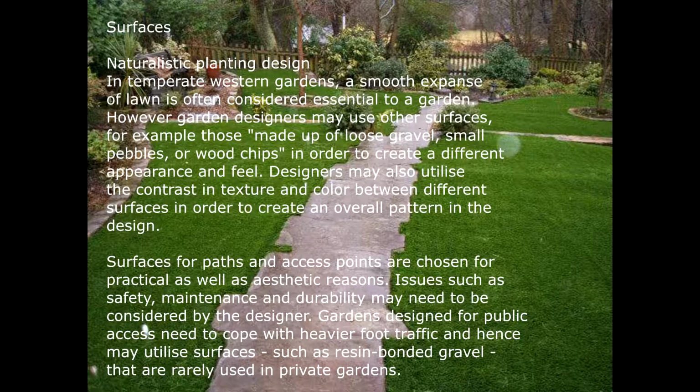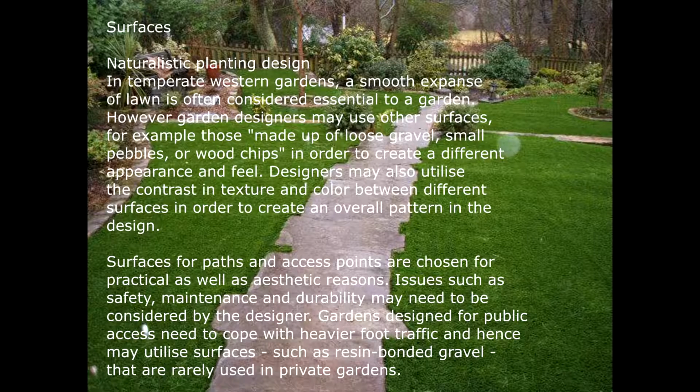In temperate western gardens, a smooth expanse of lawn is often considered essential to a garden. However, garden designers may use other surfaces, for example those made up of loose gravel, small pebbles, or wood chips in order to create a different appearance and feel. Designers may also utilize the contrast in texture and color between different surfaces in order to create an overall pattern in the design.